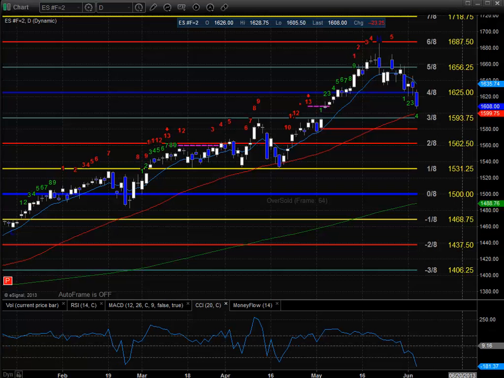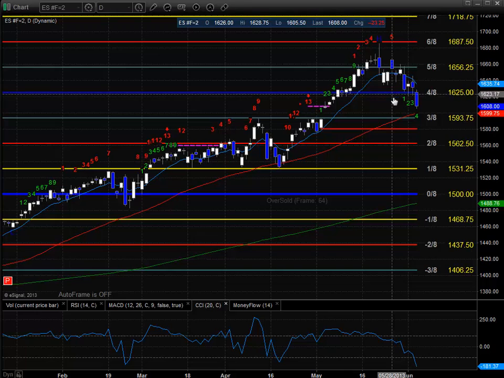All right, so here's a look at the ES futures. You can see that we broke down and lost, on a closing basis, at least this key support here at 1625, which is a 4/8 level in the Murray math box. We made a new low on the move, and we also made a new low close on the move.